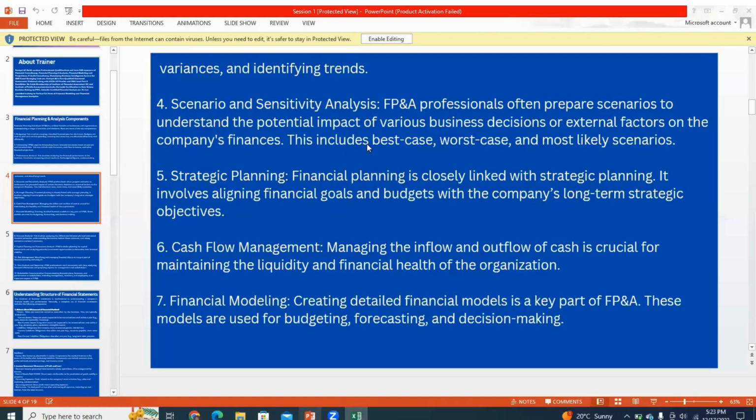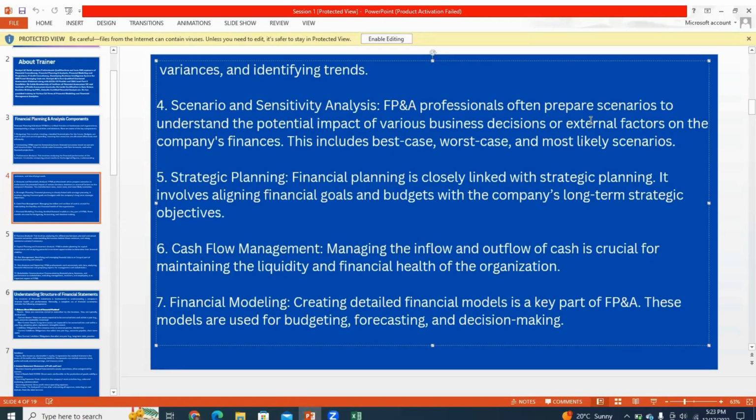As I showed you, sensitivity analysis and scenario analysis are used by financial planning analysis professionals to prepare scenarios to understand the potential impact of various business decisions or external factors. So here, the external factors are inflation, the prices, the selling. If we import goods from other countries, then it is an external factor. The foreign currency exchange factor is the most important thing if we import goods. If we export goods, then it is also an important key component of the sensitivity analysis as well as the costing, from the selling point of view.